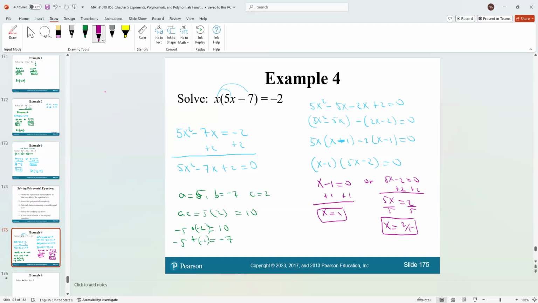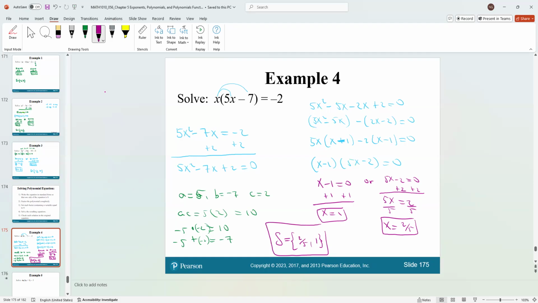Remember, always go back to the original equation to check if the answers are solutions to the equation. Now, once the left side equals the right side, you can state the solutions by using S equals brackets. Let's put the smallest number first. The smallest number is 2/5, then 1. All right. Hope you enjoyed this.